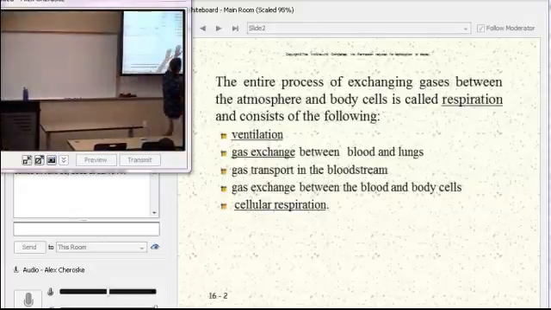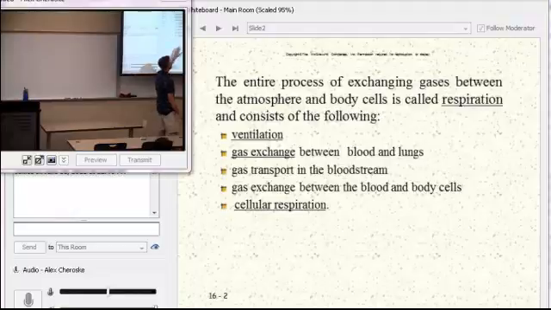Then we need another gas exchange between the blood and the body tissues. So the same type of diffusion that we had going on up in the lungs between the capillaries and the alveoli, you need to have the same thing going on with tissues, dropping off oxygen, picking up carbon dioxide.